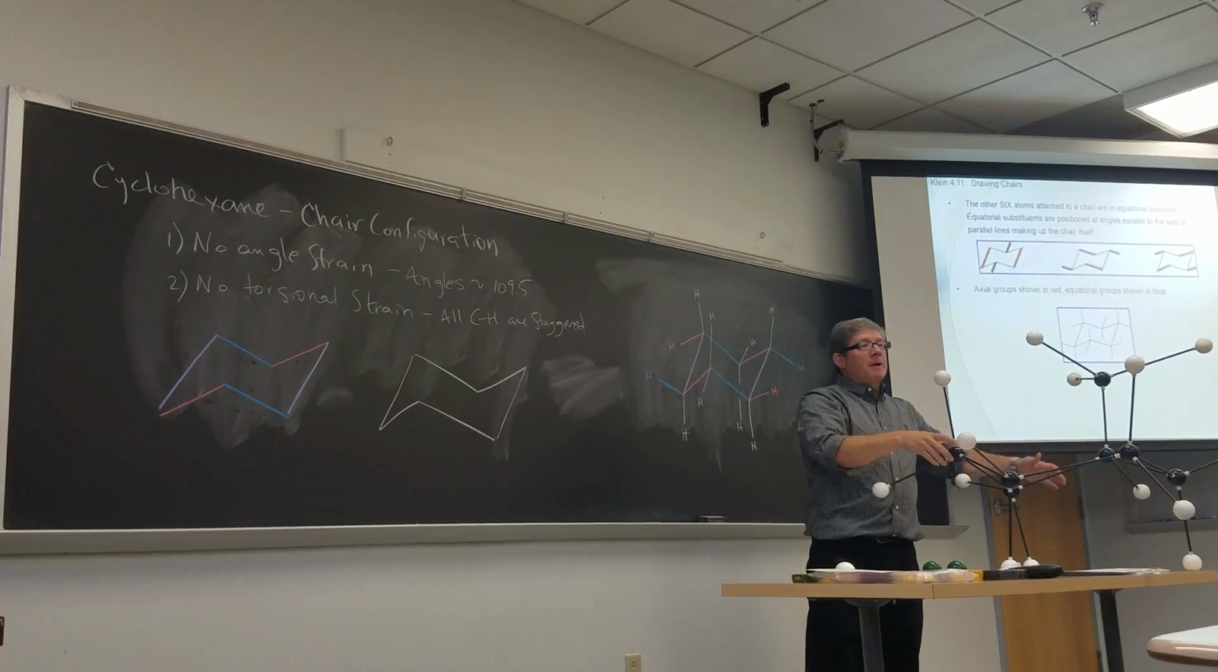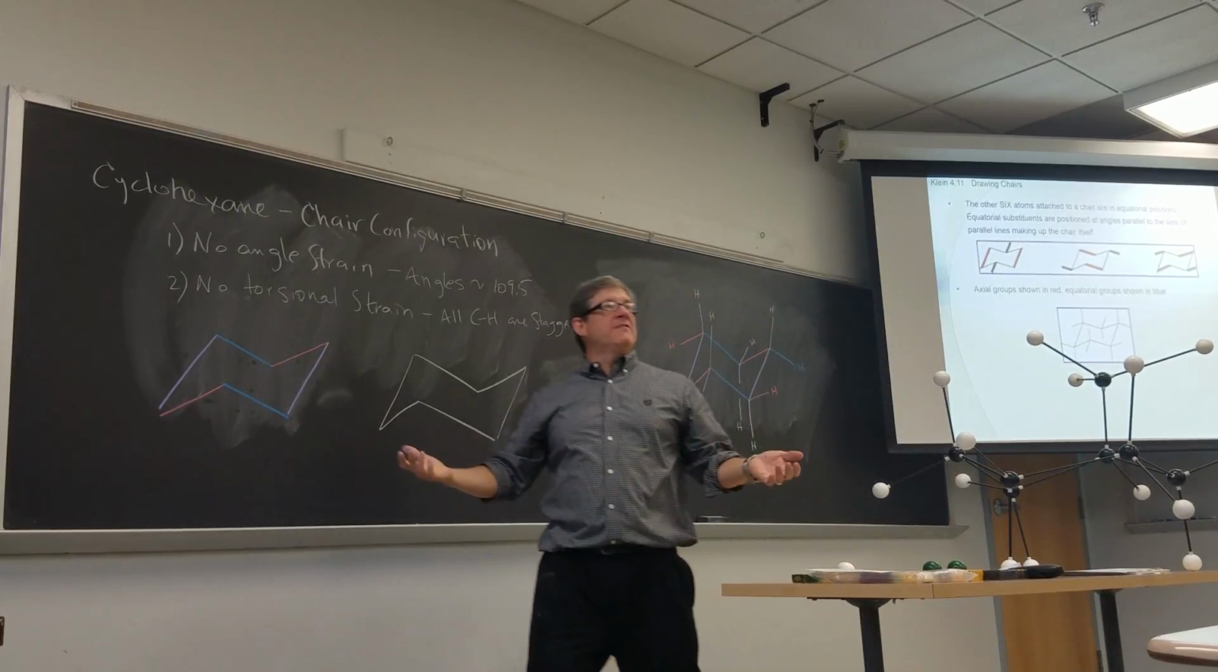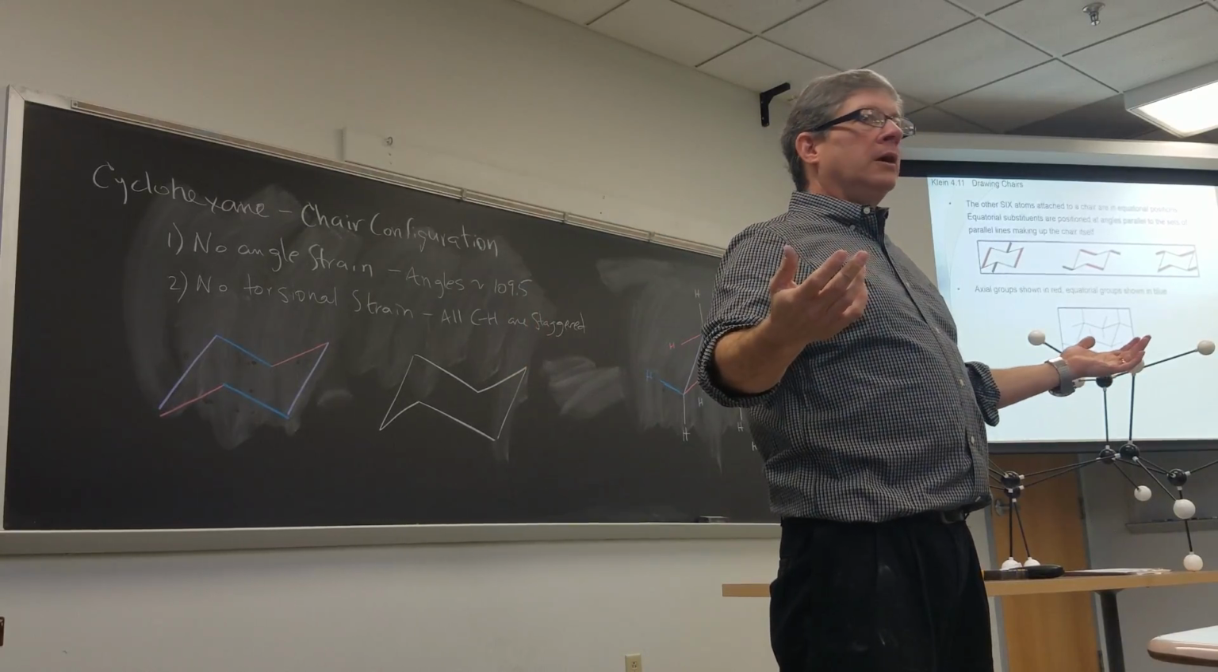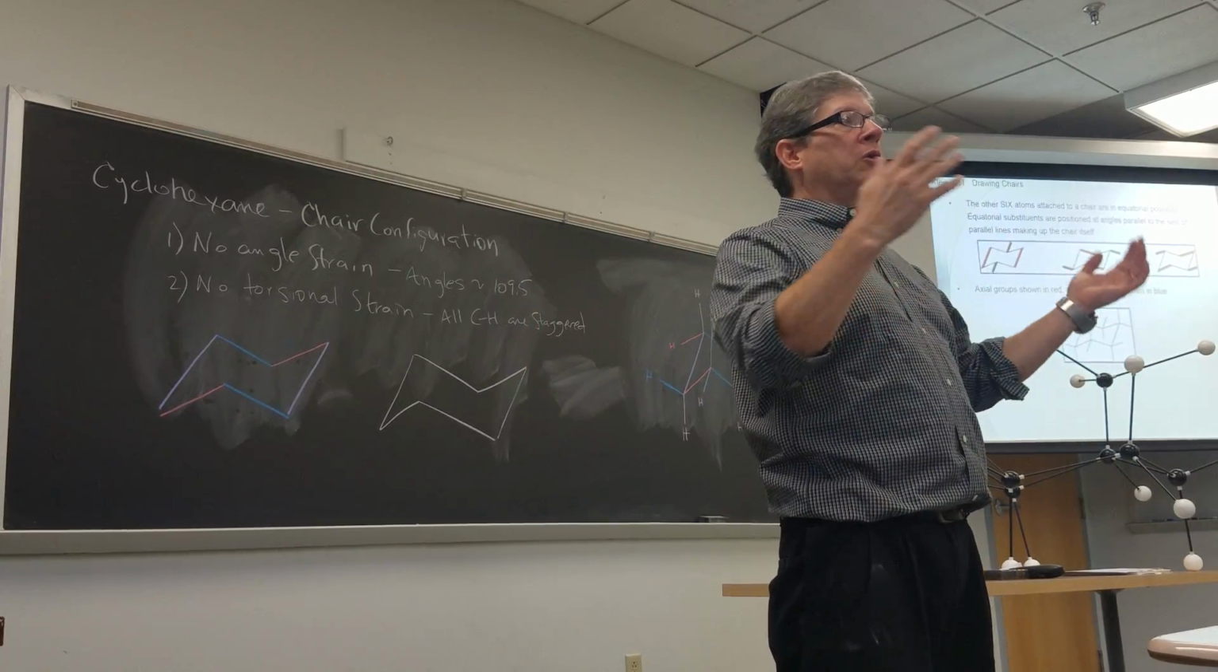So if I have a methyl group on my ring system, which do I want to have? If I can interconvert these, which is going to be present at equilibrium? The one where it's equatorial or the one where it's axial?